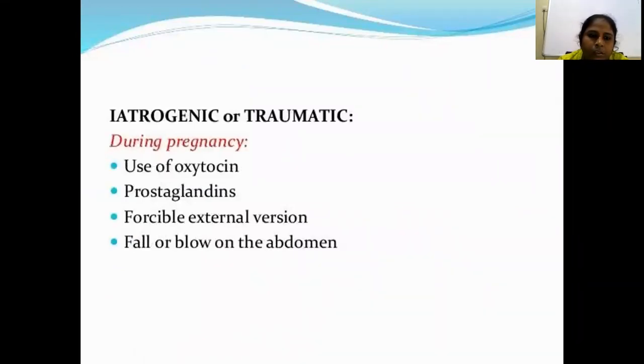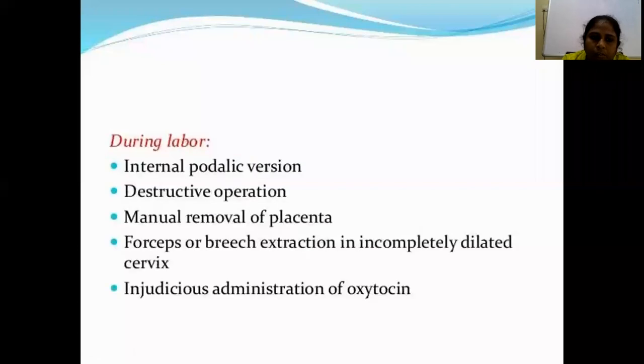Iatrogenic rupture is that which is induced by the treatment during pregnancy: use of excessive oxytocin, prostaglandins, forcible external cephalic version. That is, in case of a breech, you try to turn it to the cephalic position externally without putting a hand in the vagina. If you are trying over the abdomen, it is called external version. If you try it forcibly, uterine rupture may occur, or any injury to the abdomen, the patient may fall somewhere.